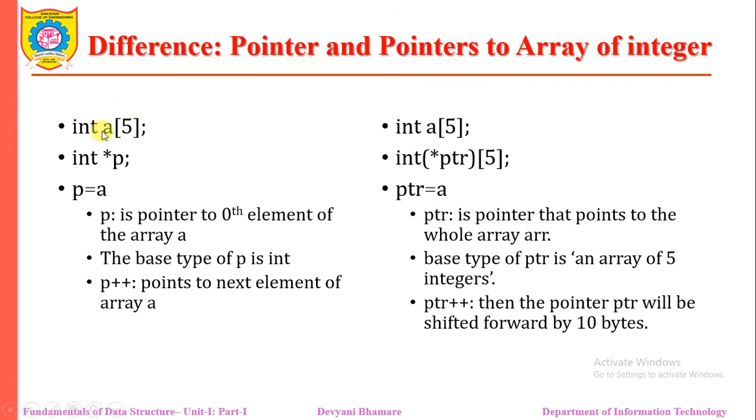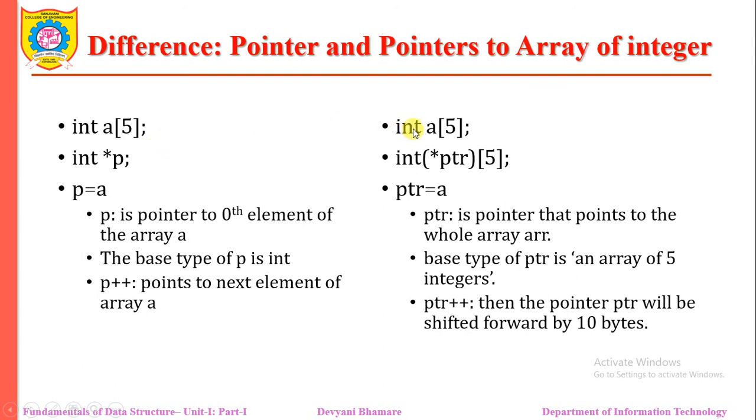Here, simply an array is being declared. P is a pointer to this array. So P contains the address of the 0th element, which we call the base address. And when we say P++, then P is incremented by 2 bytes. So it will go to the next location, the address of A of 1.